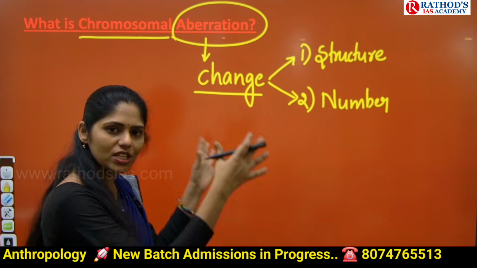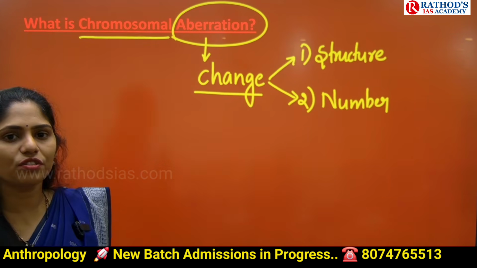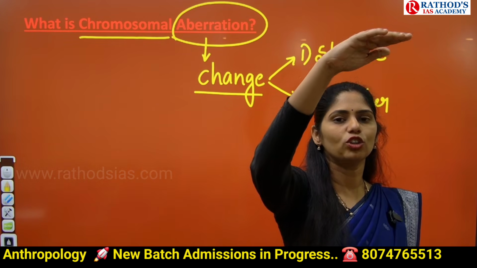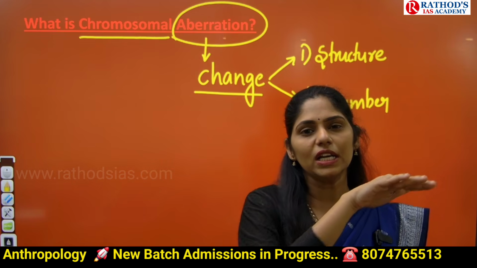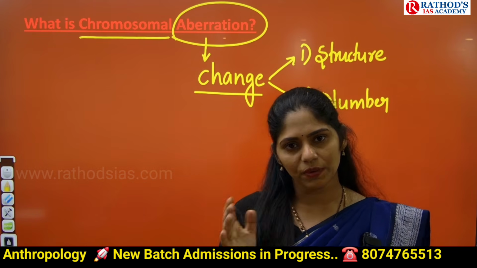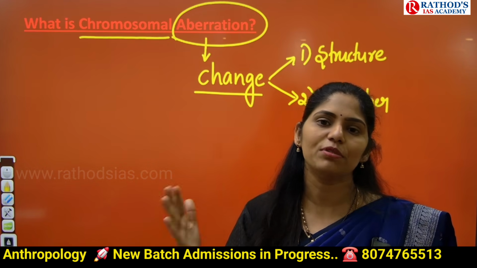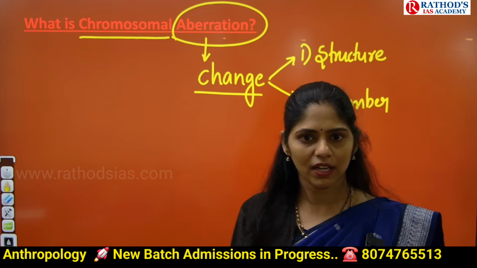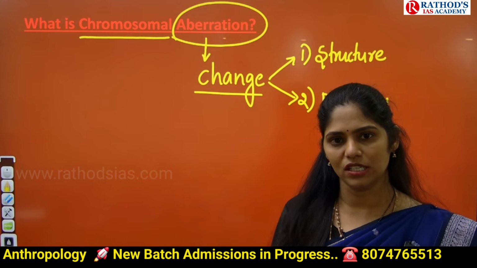Structure means, you know what is structure. If there is any change in the structure of chromosomes, sometimes there will be no arms, sometimes there will be increased length of arm, sometimes there will be deletion of one arm, sometimes there will be shortening of arm. Okay, so because of this, what happened? There will be some abnormality in the structure of chromosome that will cause some disorder, right? For example, we have Cri-du-Chat syndrome.